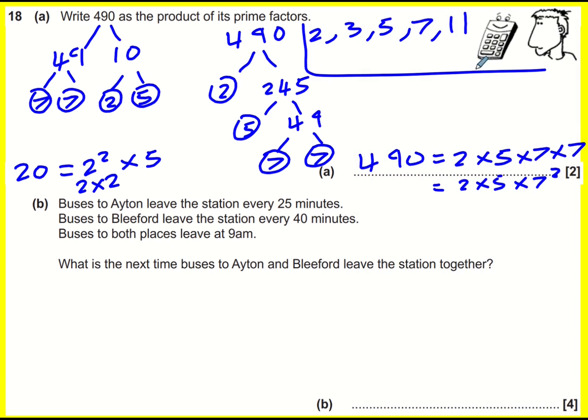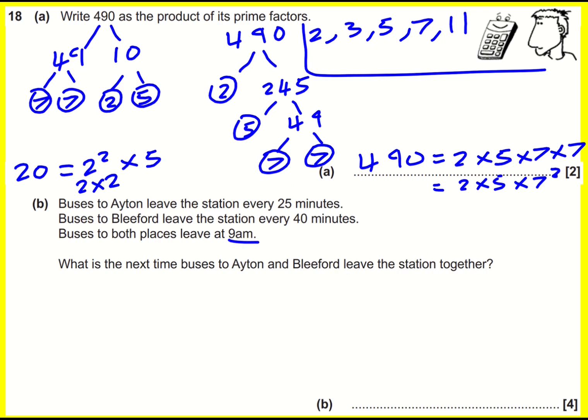So it's definitely worth being aware of in a calculator paper just to check your answer, but I would still expect to see factor trees. This question is on buses. They leave every 25 minutes or 40 minutes. The two of them leave at 9 a.m. What is the next time that buses to Ayton and Bleaford leave the station together?